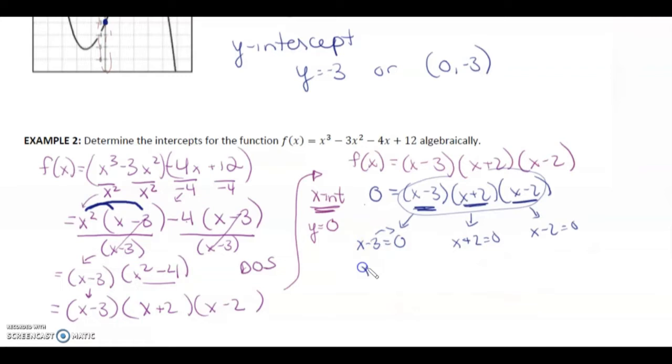So let's rearrange. X equals 3, that's one x-intercept. X equals negative 2, that's another x-intercept. And x equals 2, that's another x-intercept. And that's it.